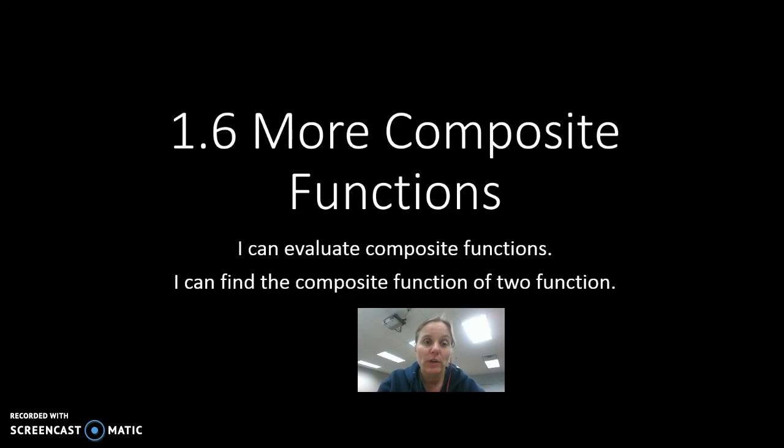This is lesson 1.6. It's about evaluating composite functions, but it's also about finding the composite function of two different functions. So you're going to be finding an equation for a composite function, and you're also going to be evaluating composite functions not just using equations, but also using tables and graphs.